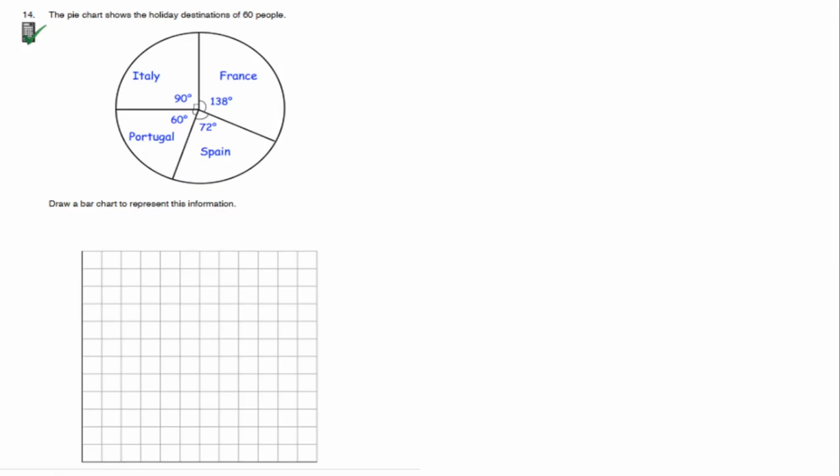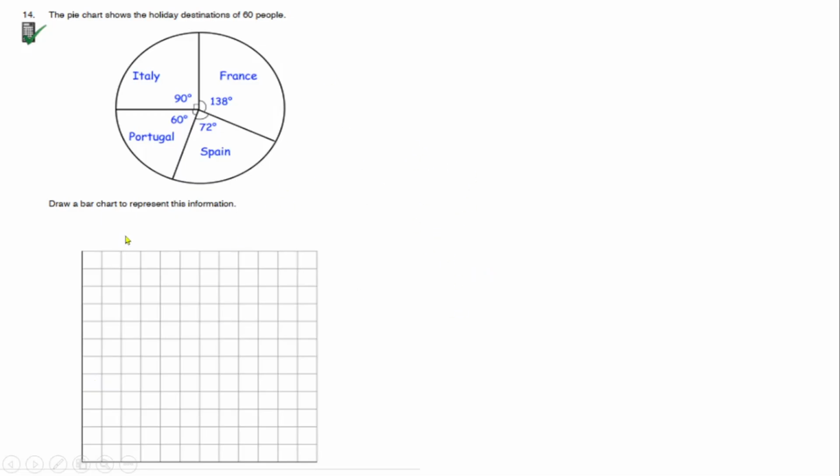So what do you do? You use your formula. The sectorial angle is equal to the value of the item over the sum of all values times 360 degrees. So we start with Italy. The sectorial angle is 90 degrees, equal to the number of people that travel to Italy, which is represented by y, over the total number of people, 60, times 360 degrees. 60 goes into 360 six times. So you have 6y equals 90. Now y will be 15. So we have 15 people that travel to Italy.